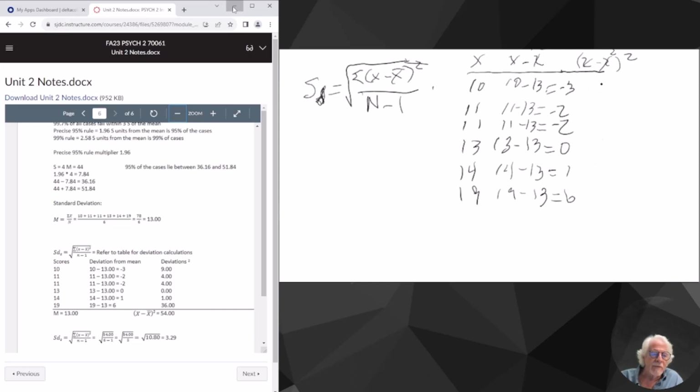So it doesn't matter, right? Once you square it, this becomes 9, this becomes 4, this becomes 4, this becomes 0, this is still 1, and this is 36. So when we go to our formula, we did this, and we found the square.